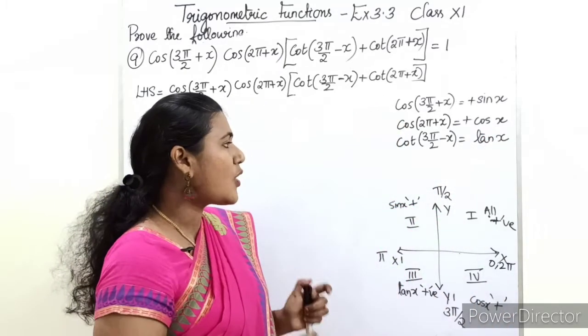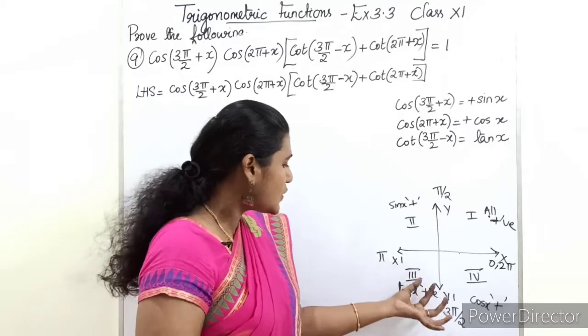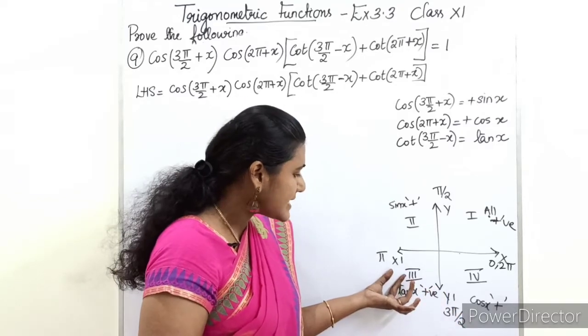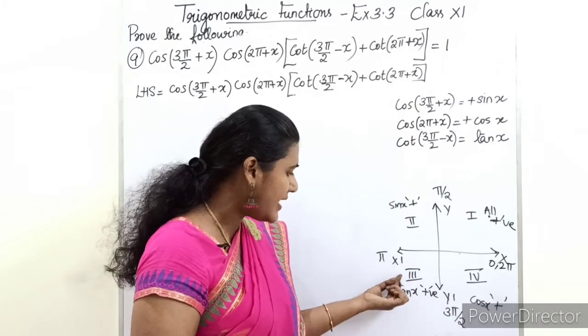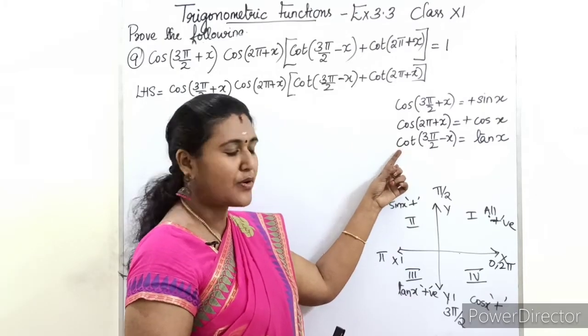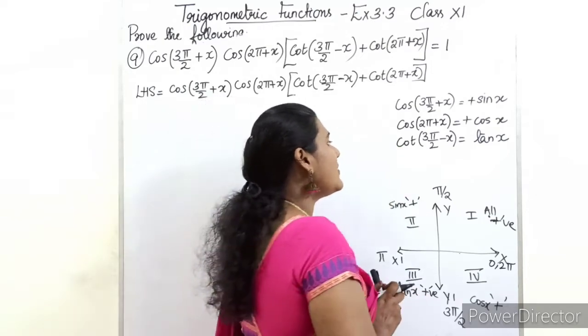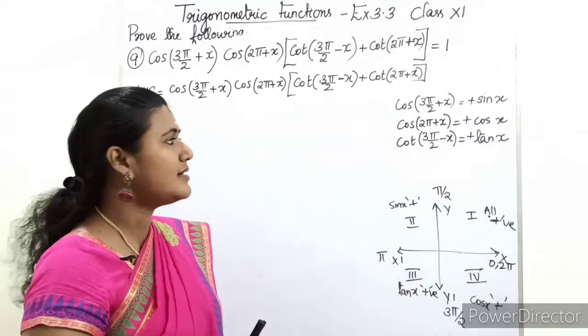Now you see the quadrant where the angle 3π/2 − x lies. 3π/2 − x means this is the third quadrant. The angle lies in the third quadrant. In the third quadrant, tan and its reciprocal cot are positive. So we can write here plus tan x. Cot is also positive in the third quadrant.